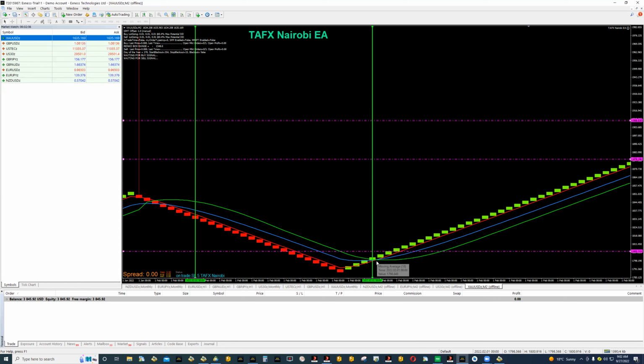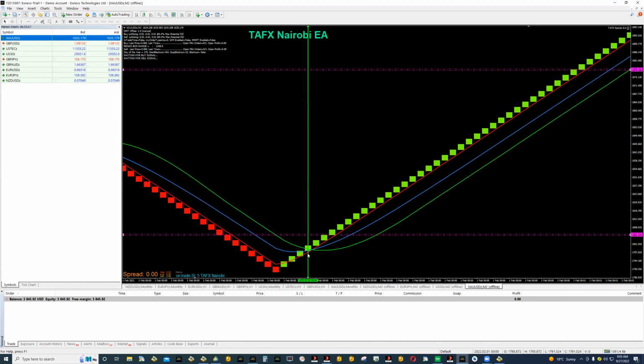It's when they meet together, not a place like this one, guys. Right? So this one is not a star. So every time this moving average creates this star by crossing together in the same place, that is when the EA will be picking the trades.